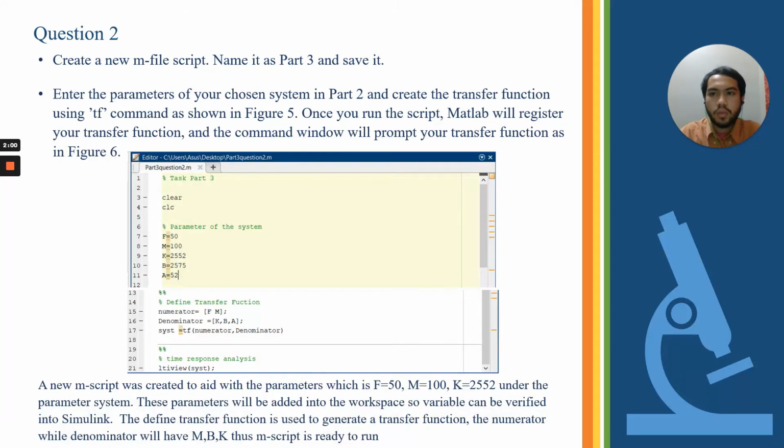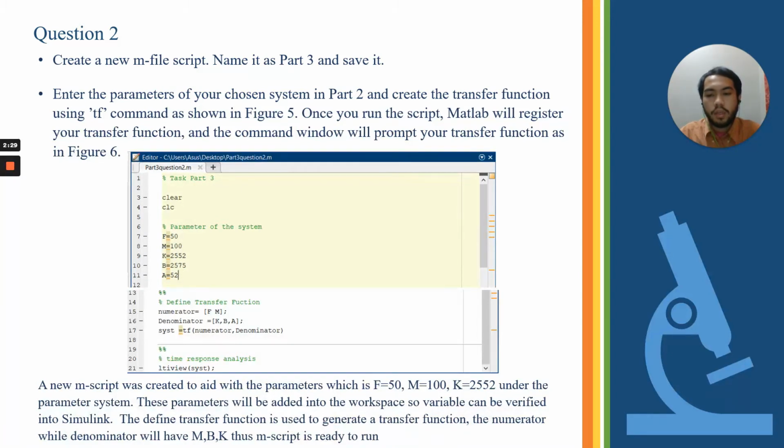In question 2, we need to make a new M file script and name it task part 3. So this is our new M script. A new M script was created with the parameters f equal to 50, m equal to 100, k equal to 2552 under the parameter system. These parameters will be added into the workspace, so the variables can be verified in Simulink.